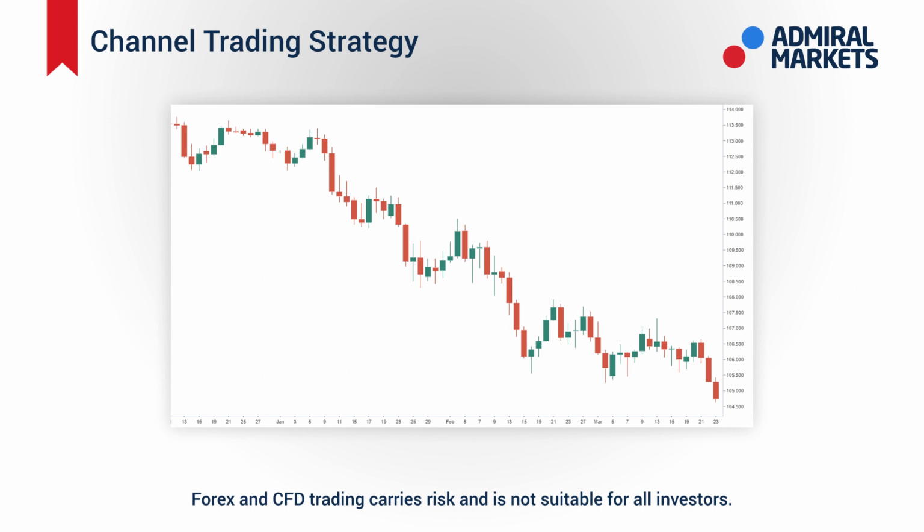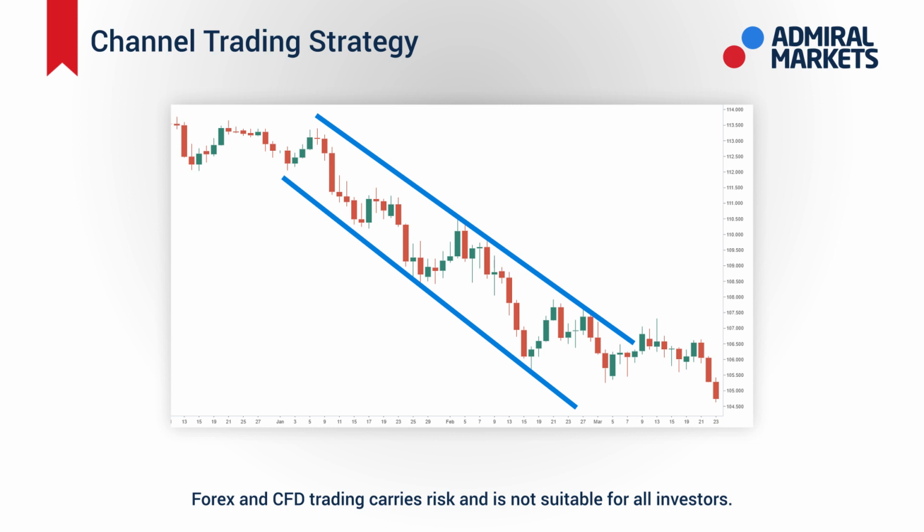For a bearish market, the price oscillates between lower lows and highs to form a downward sloping channel. The opposite holds true for a bullish market. After identifying a price channel, traders go long when the price touches the lower support level and enter short positions when the price touches the higher resistance level.